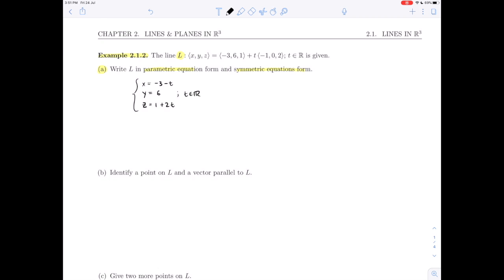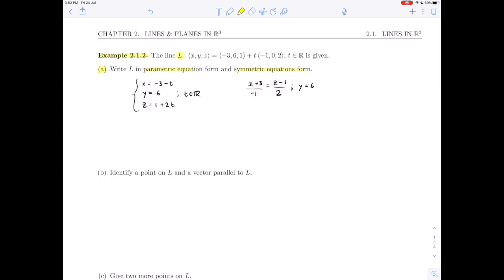Symmetric equations form, we solve all of the variables for t and we set them equal. So x plus 3 divided by minus 1 would be equal to t. Y has no t, so we'll hang on for that for just a second. And z minus 1 divided by 2 is equal to t, so those are equal to each other. Since y has no t, we just write it as an afterthought. So those are the symmetric equations for the line L.